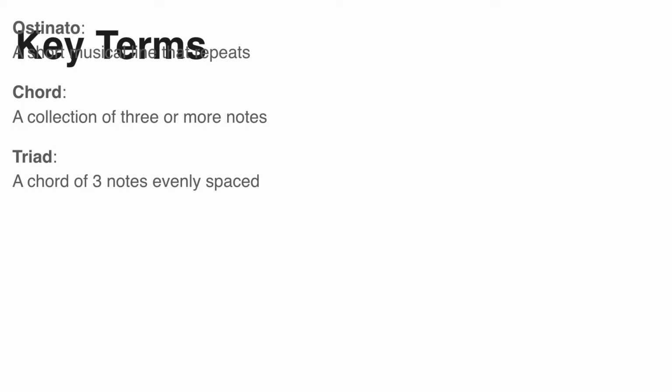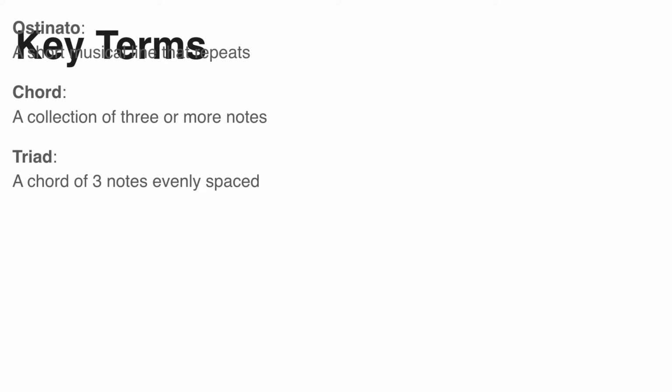For example, this is not a chord. That's a note. This is not a chord. That's two notes. But this is a chord. Three or more notes makes a chord. A triad is a type of chord that is specifically only three notes.